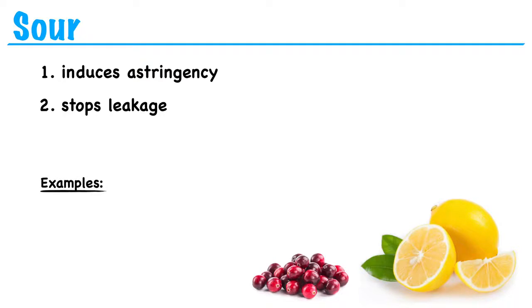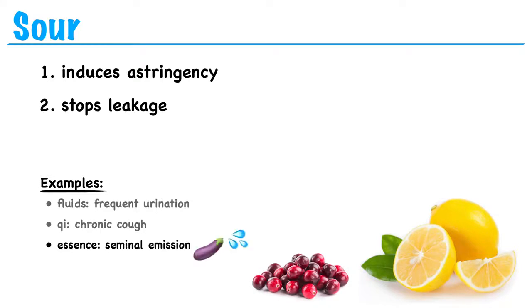Well, we could have leakage of fluids like spontaneous sweating, night sweats, incontinence, bedwetting, or frequent urination. We could have leakage of qi, like with chronic cough. Here we would say this is the lung qi leaking out. We could have leakage of essence, like seminal emission or vaginal discharge. Or we could even have large intestine leakage, such as chronic diarrhea. So herbs with a sour flavor can be used to prevent or stop these types of leakage.